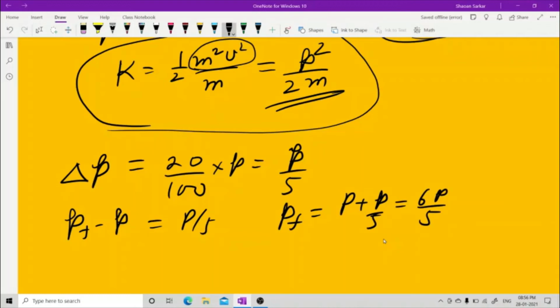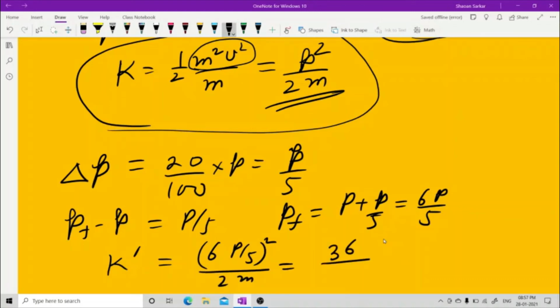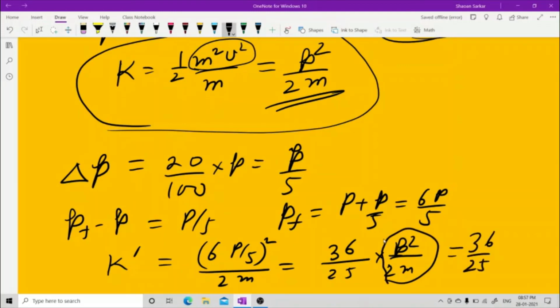Now they are asking you the increase in kinetic energy, delta k dash. K dash is just, in place of p final, you put 6p by 5 whole square upon 2m. This comes out to be 36 by 25 times p square by 2m, and this quantity is nothing but k. So this quantity is 36 by 25 k. So k dash, the new k, is 36 by 25 times k, the original k.